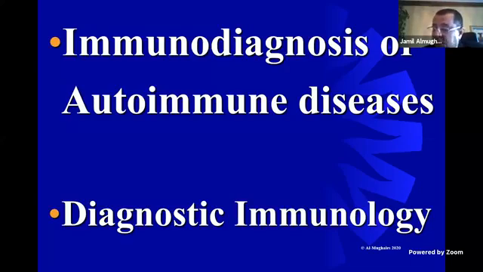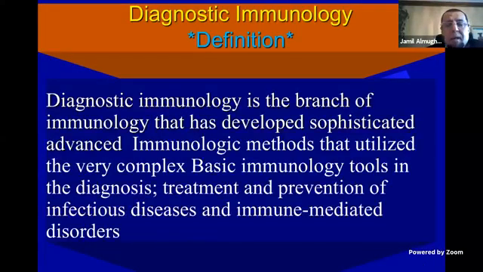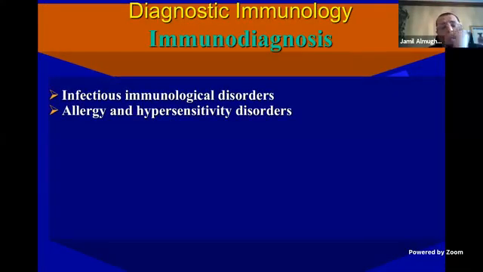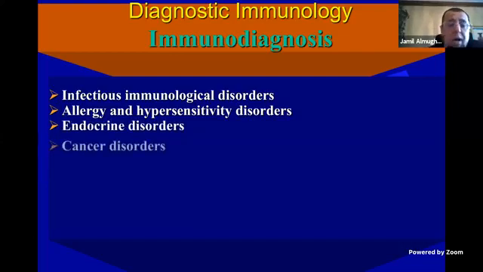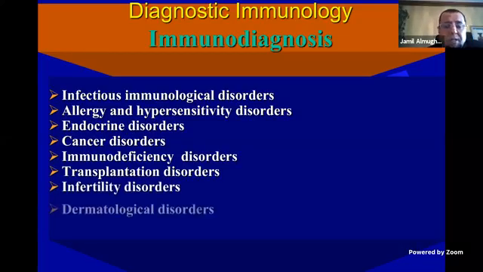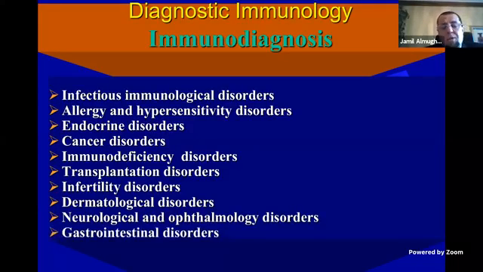Diagnostic immunology means diagnosis. This is a very important branch in medicine that can help early screening, early confirmation, and early monitoring of autoimmune disease. Not only autoimmune disease: this branch of immunology has developed sophisticated, advanced immunological methods that utilize very complex basic immunology tools in the diagnosis, treatment, and prevention of infectious disease and immune-mediated disease. Now you can diagnose not only autoimmune disease, but also infectious, allergy, endocrine, cancer, immunodeficiency, transplantation, infertility, dermatological, neurological, and gastrointestinal disorders.